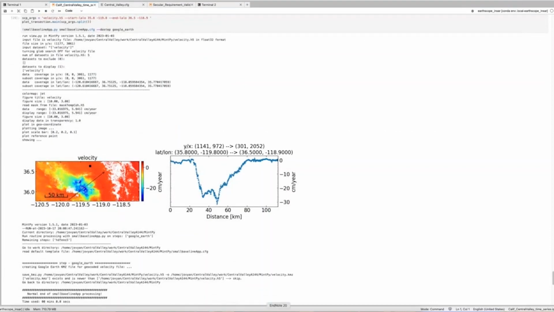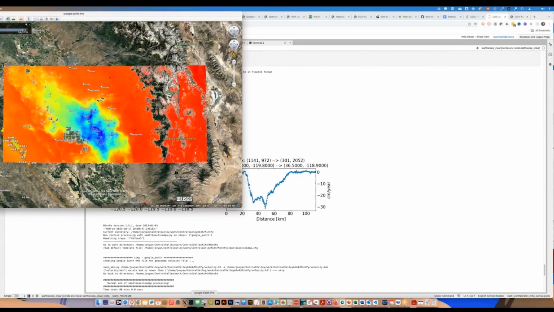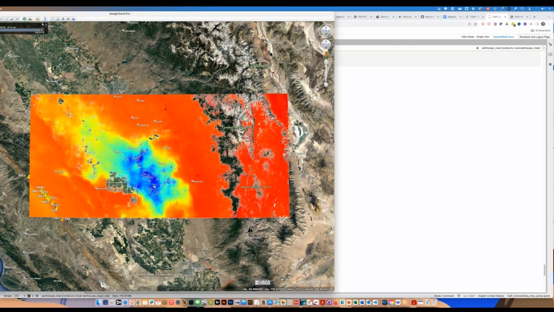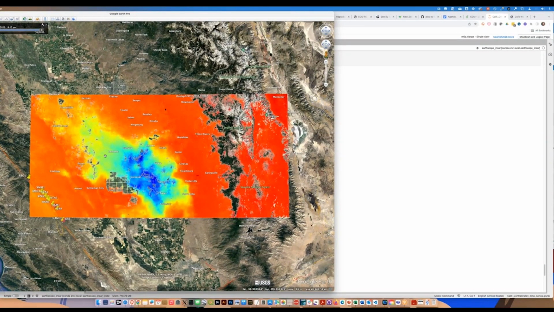We can also take this final output and put it into Google Earth. So this is... we took that final velocity map and made a KMZ file that you can then load into Google Earth and display with Google Earth. Thanks.